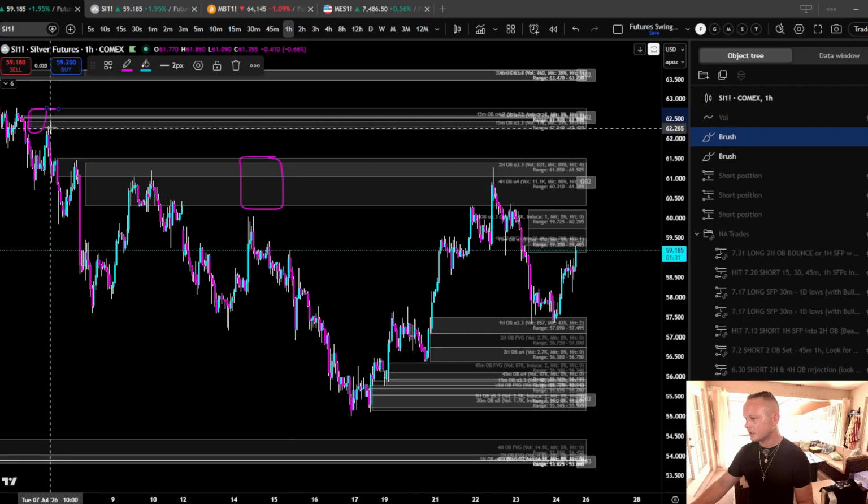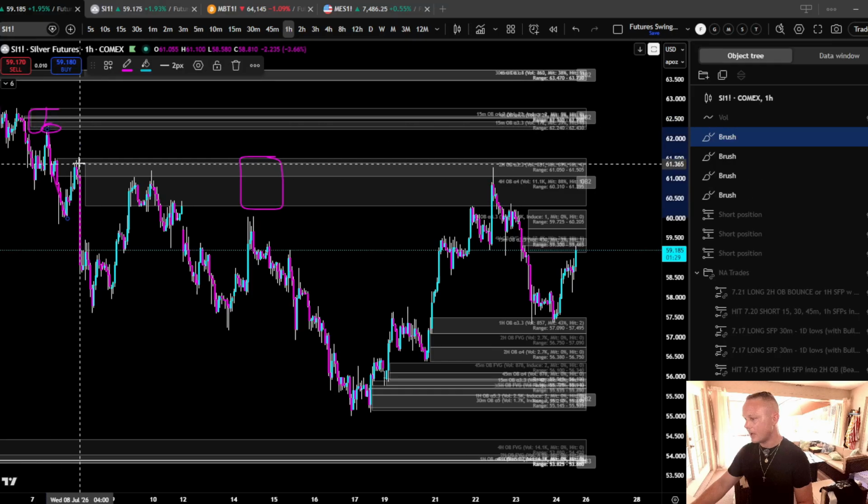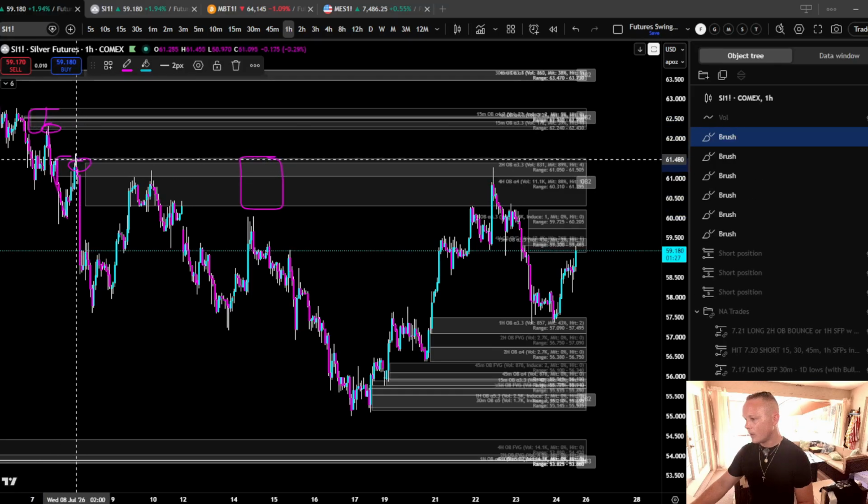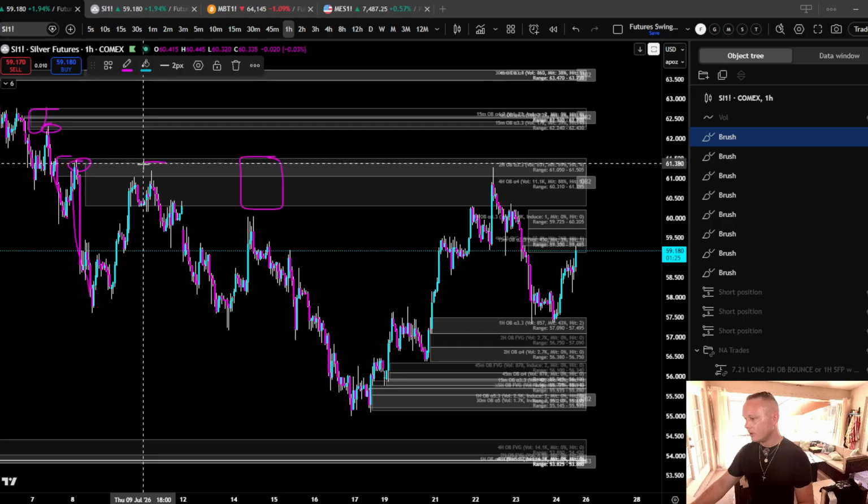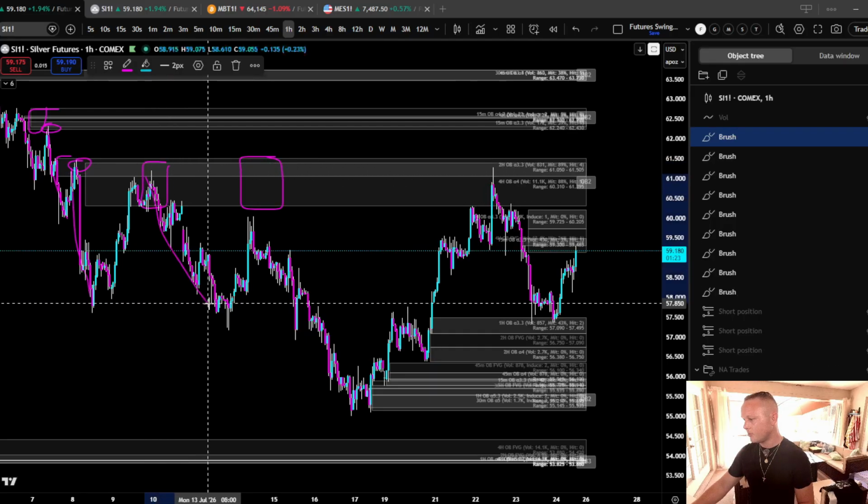After these order blocks come in, boom, price reacts, it moves down. Then the order blocks were created. What happened? You entered it, price moved down. Order block created. What happened? You entered it, price moved down.